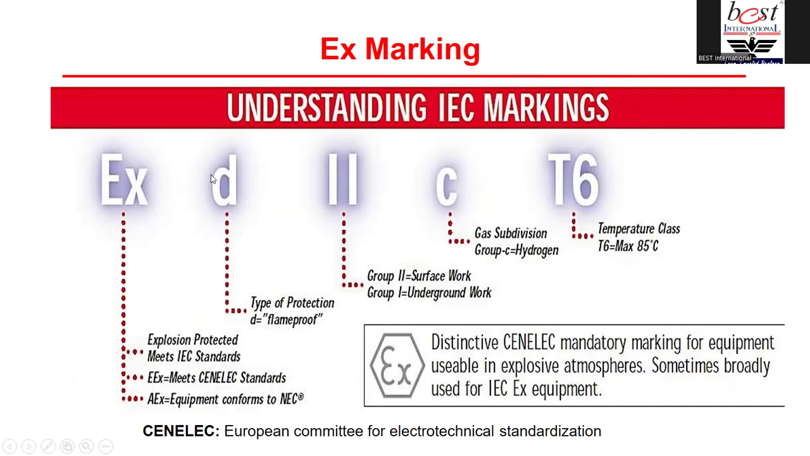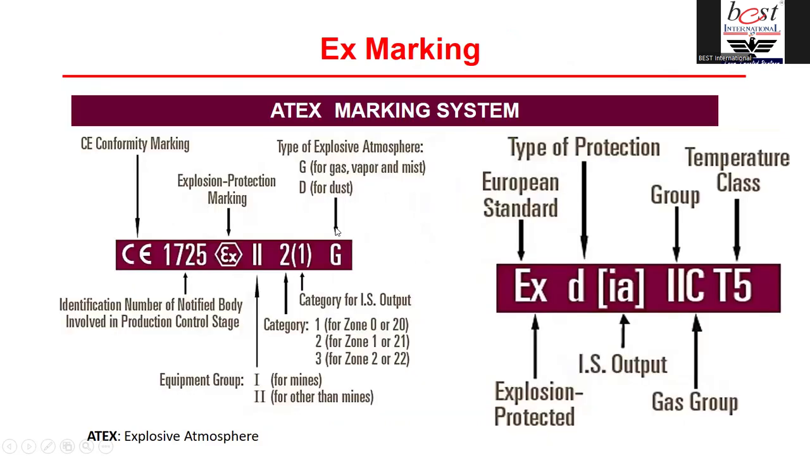These marks are important. You have to see the EX marking, like EX for explosion protection. If you see T6, that means a maximum of 85 degrees, the temperature class. If you see 2, that means Group 2, surface work; Group 1 is underground work. EX is very mandatory for marking equipment usable in an explosive atmosphere, and is broadly used for IECEx equipment. Based on the European Committee for Electrotechnical Standardization, this is the marking, so whatever you are buying, just make sure you check the trademark.